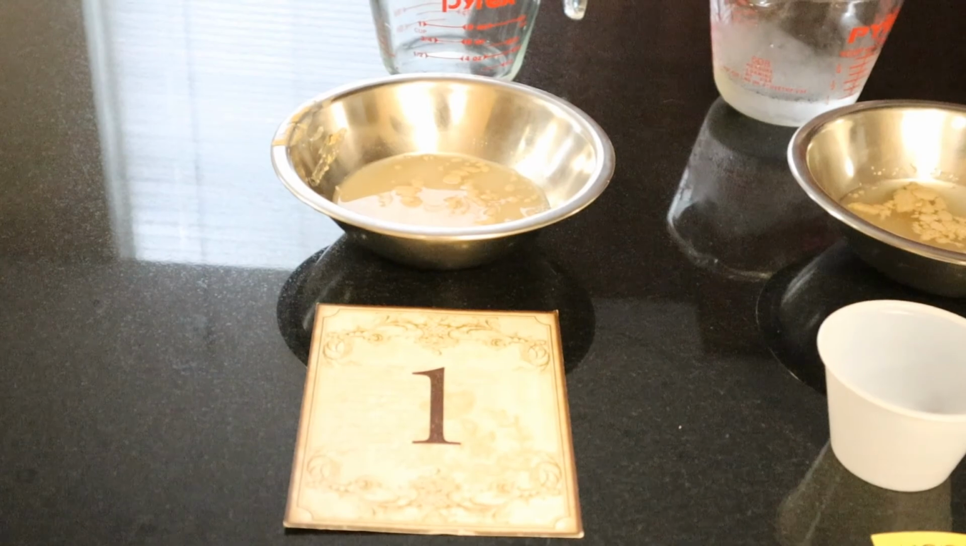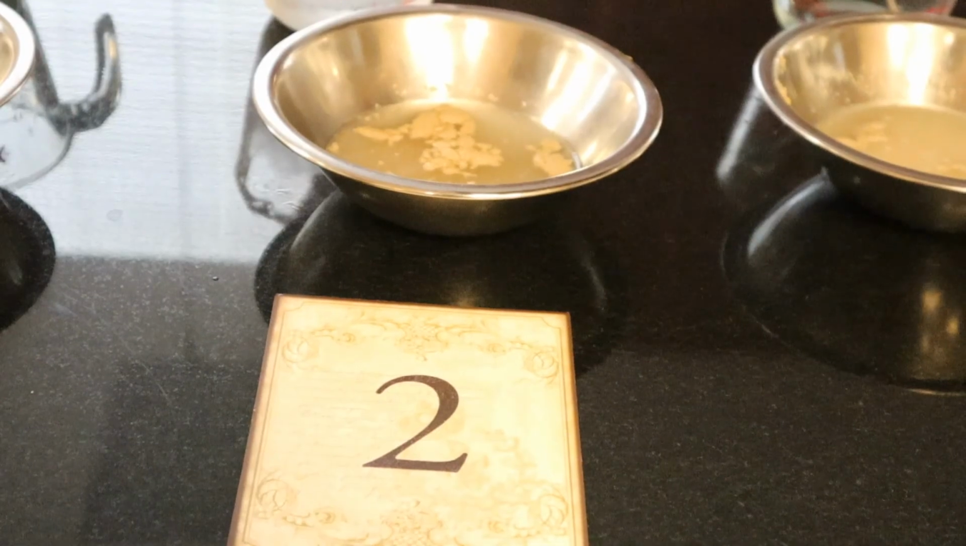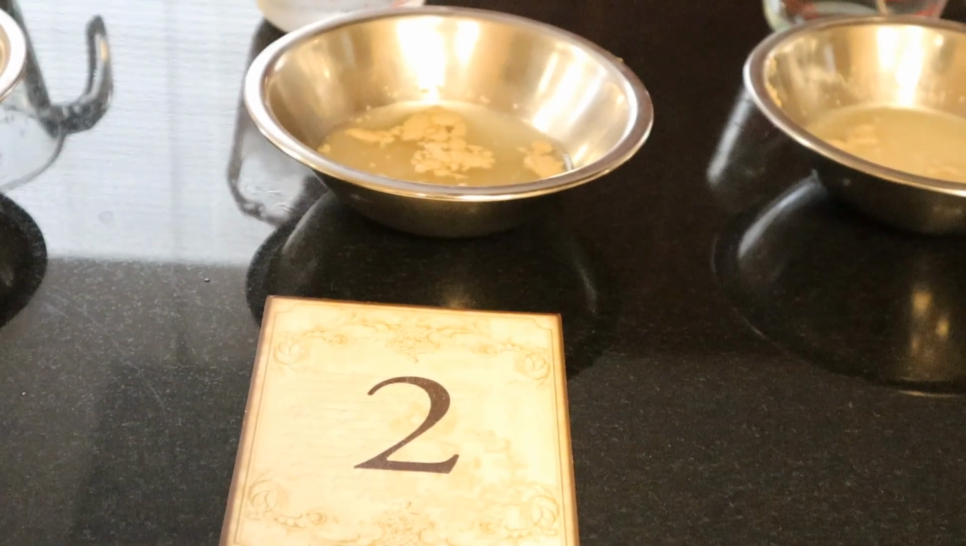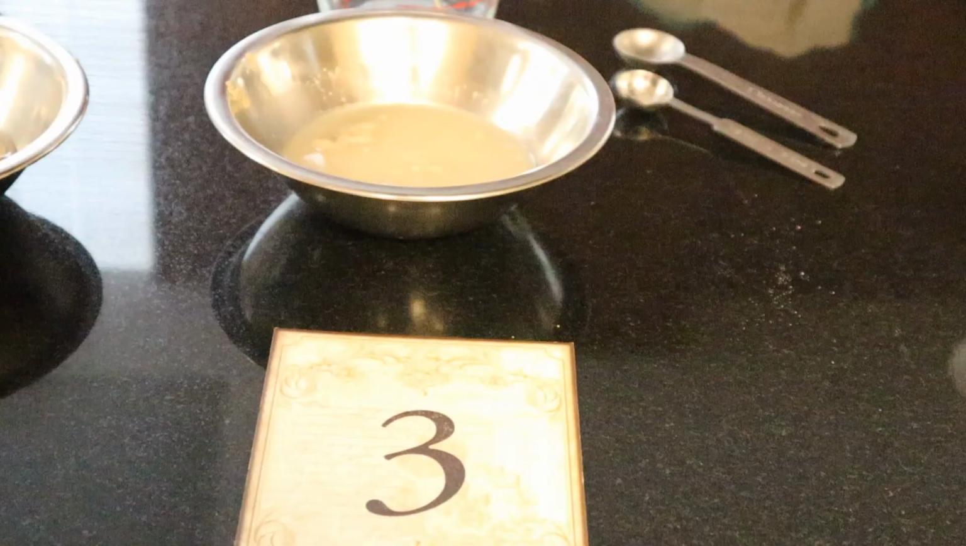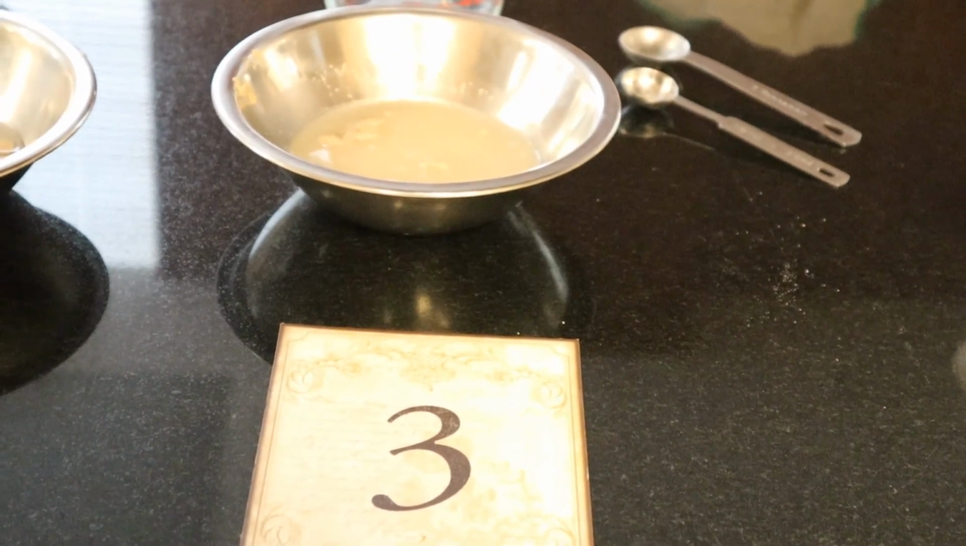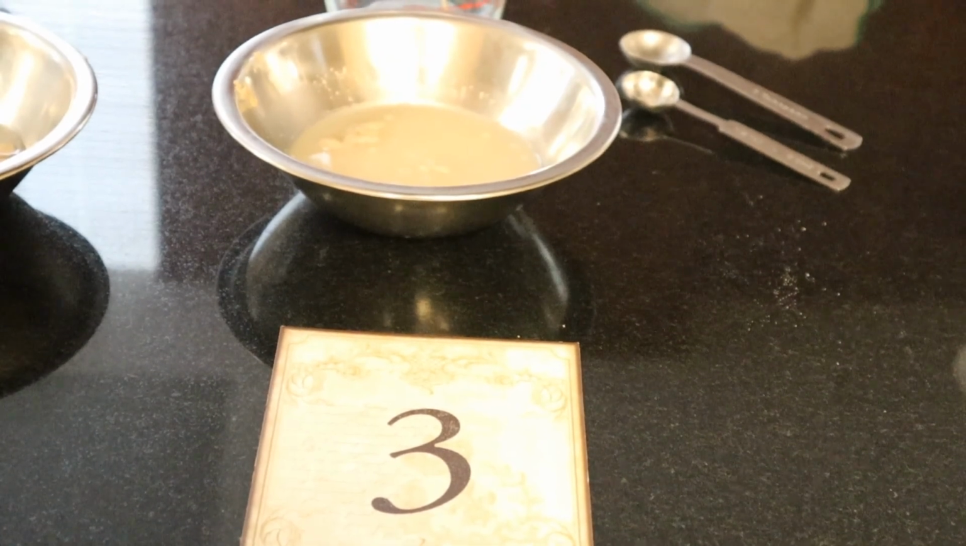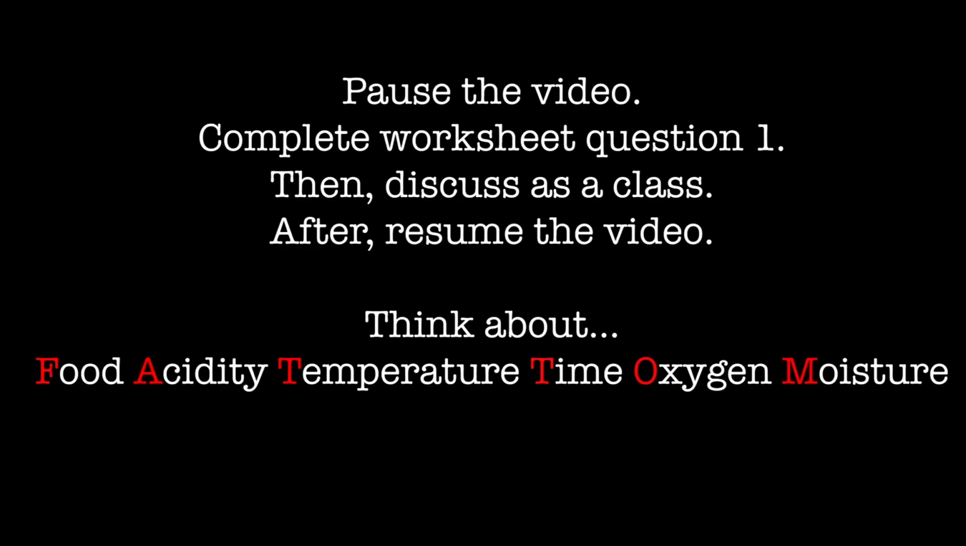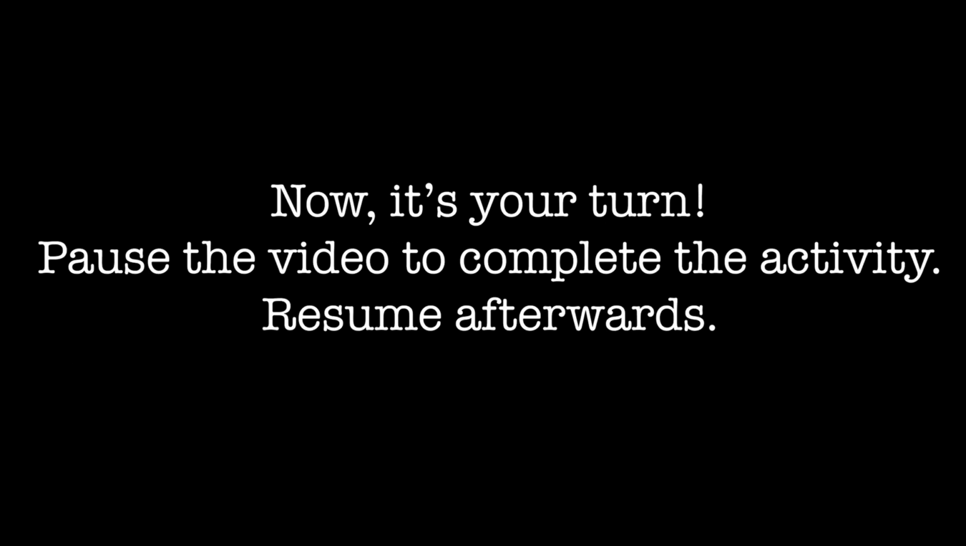Before you begin the activity, let's think and discuss. What do you think will happen to the yeast in each bowl? Form a hypothesis. Write down your predictions on your worksheet. Think about FAT-TOM. Pause to discuss and resume the video afterwards. Now it's your turn to complete the activity. Pause this video while you complete the activity and resume afterwards.